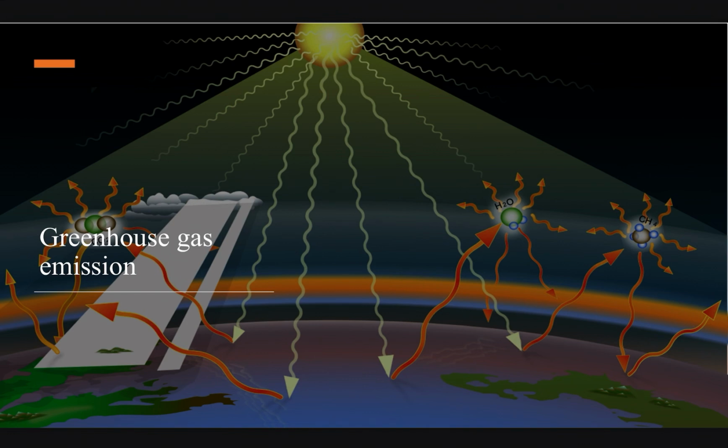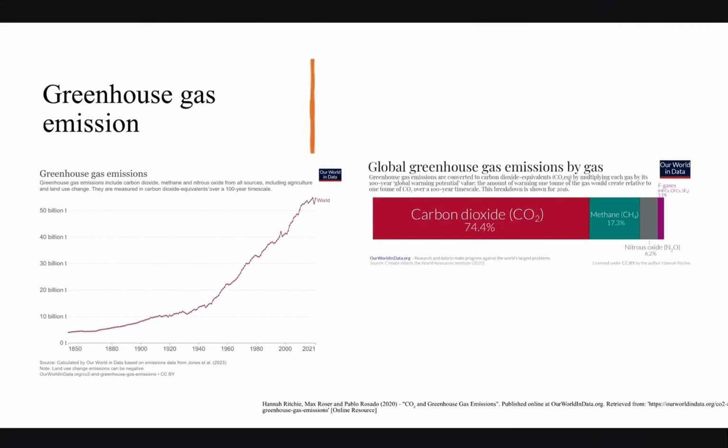First, I'll introduce how important greenhouse gas emission is and why you should reduce these gases. Greenhouse gas emissions include carbon dioxide, methane, and nitrous oxide from all sources, including agriculture and land use change. As shown in the left graph, greenhouse gas emission has increased rapidly from 1850 to 2021.